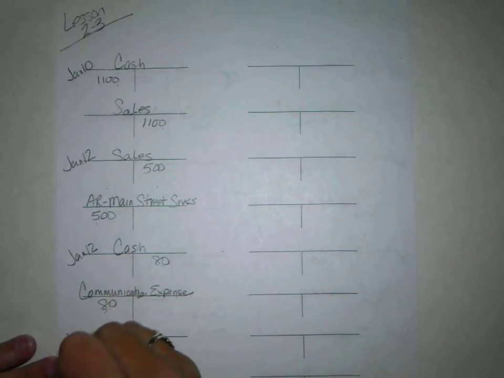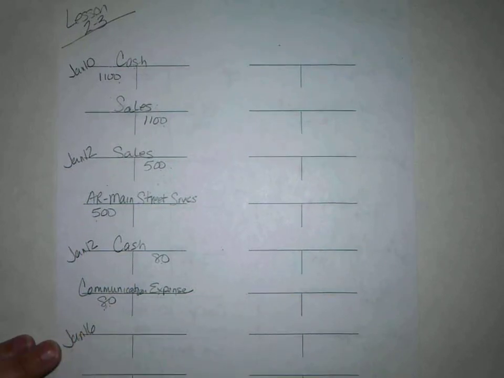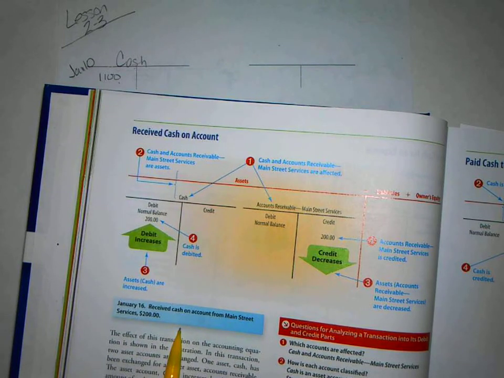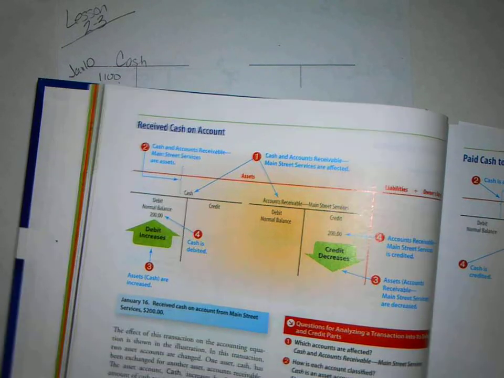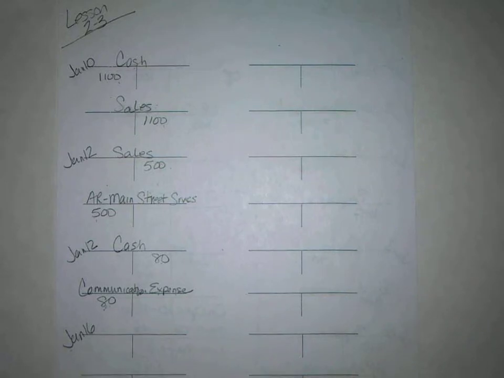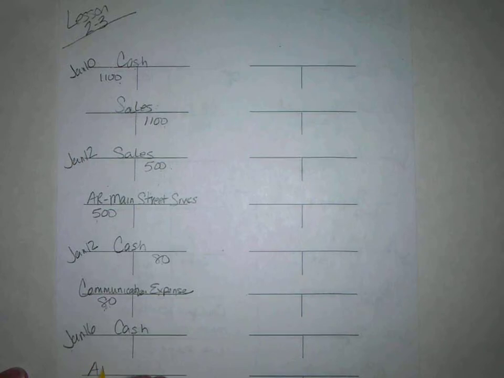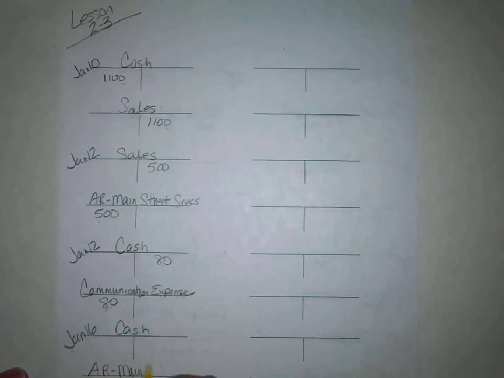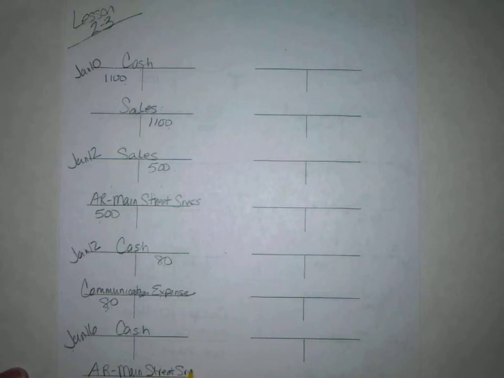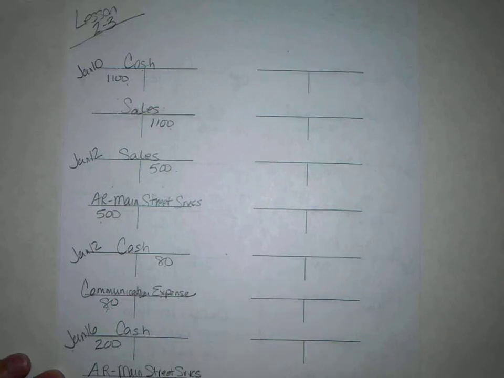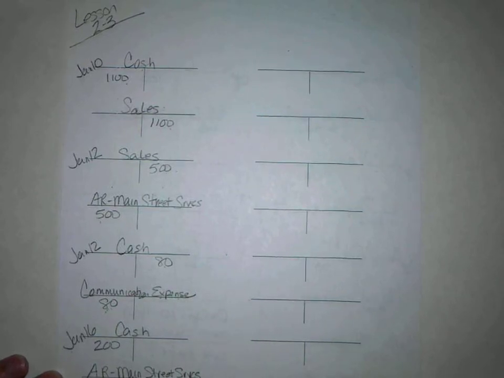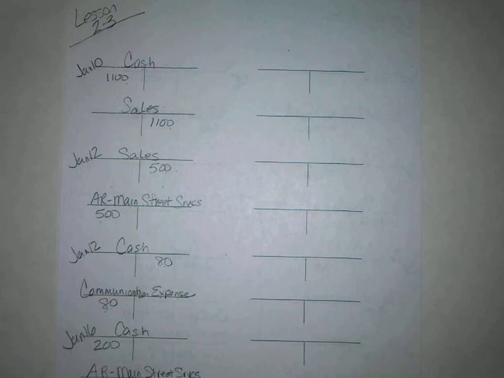And January 16th, received cash on account from Main Street Services. Received cash on account from Main Street Services for $200. So now they're paying us some of what they owe us. Okay, so cash and the AR for Main Street Services. Received cash, it's going to increase. We're going to decrease what they owe us with the credit to accounts receivable. One debit, one credit.